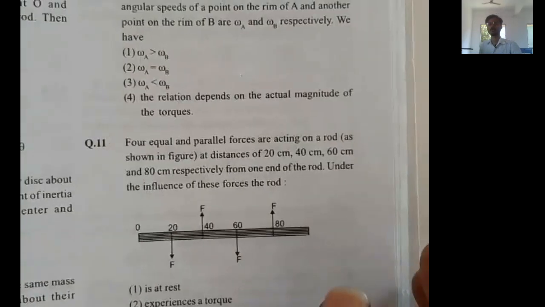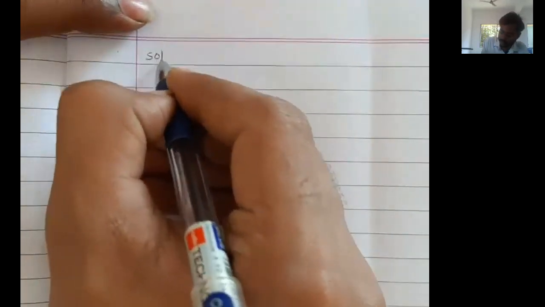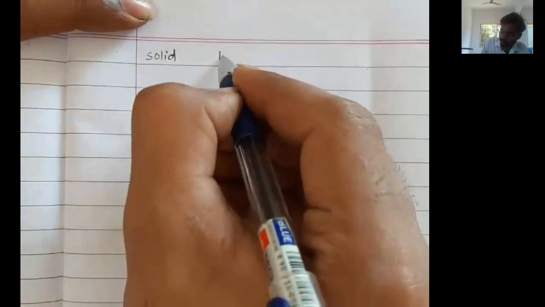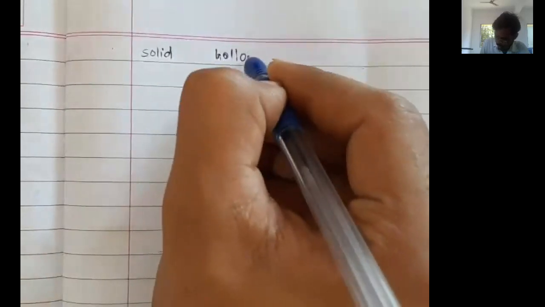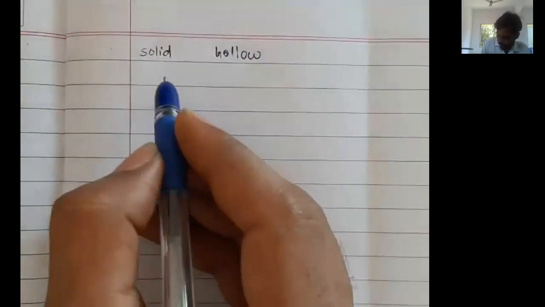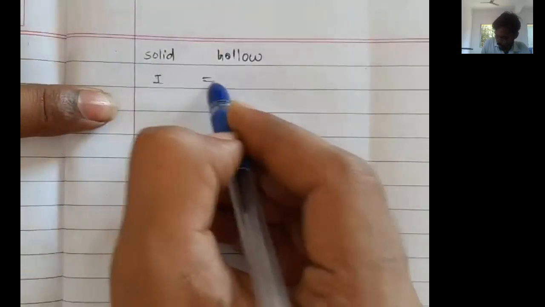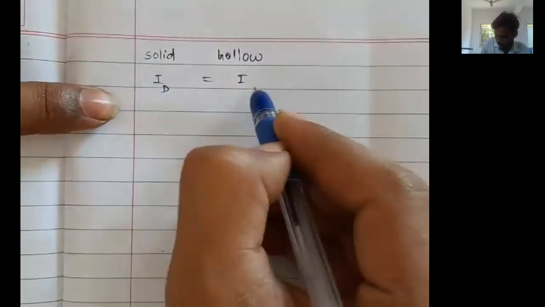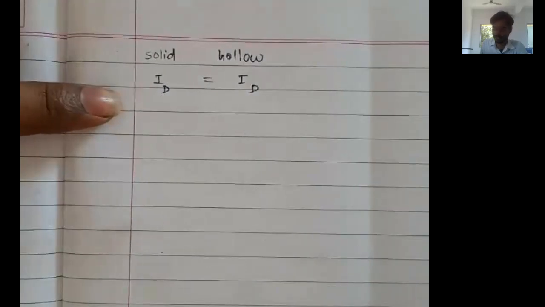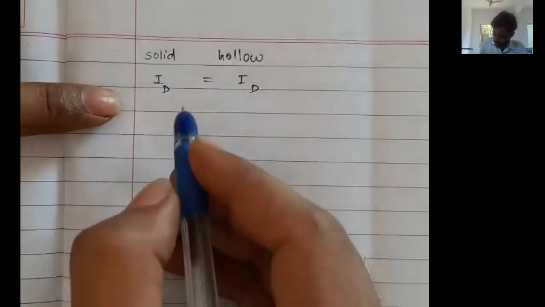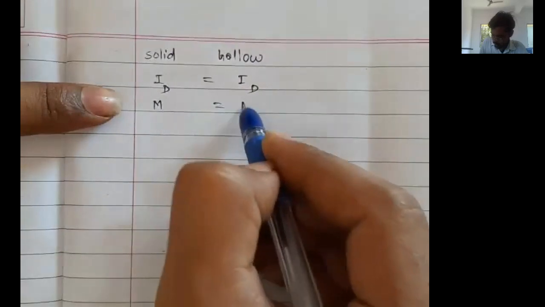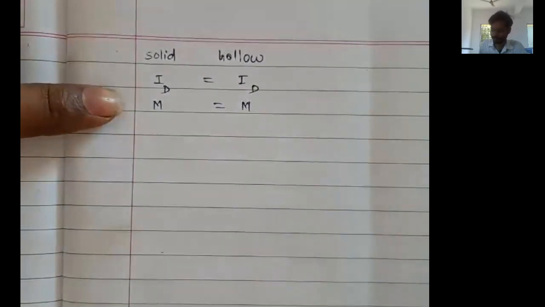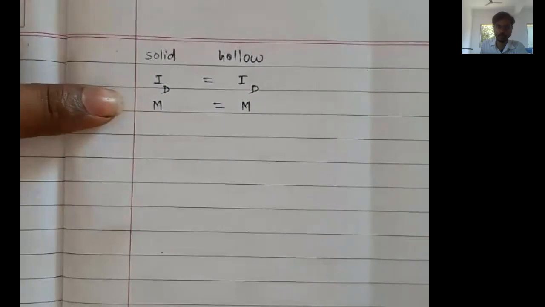We are given a solid sphere and a hollow sphere. Whenever comparison data is given, write like this: solid sphere, hollow sphere. Always try to write the comparison data in columns. Solid sphere moment of inertia equals hollow sphere moment of inertia about diameter, so their moments of inertia are equal. Their masses are also equal, so no need to write m1, m2. You can write m and m, and those are equal.